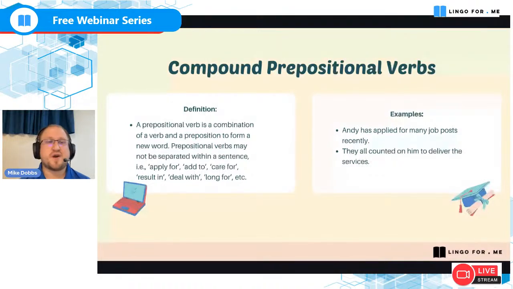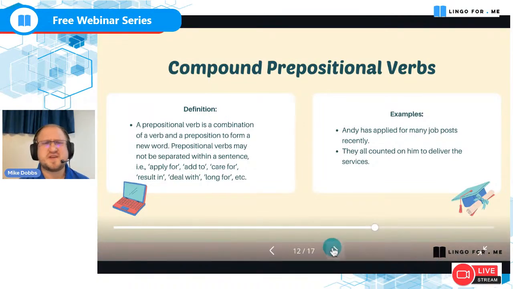Services, if you have a business, usually you have customers and they are paying you money for a service or a good. A good could be food, like a restaurant, or maybe it's something you make, like a table or a chair or a TV. And they all counted on him, meaning they all counted on him to deliver his services or what he promised he would. So these are compound prepositional verbs. And again, if you have questions, let me know. I'm happy to answer them, or we can talk about it at the end.